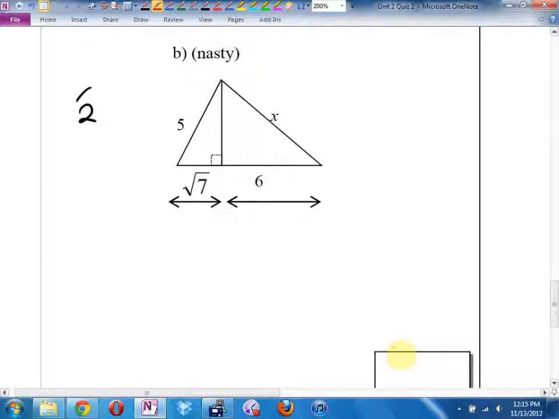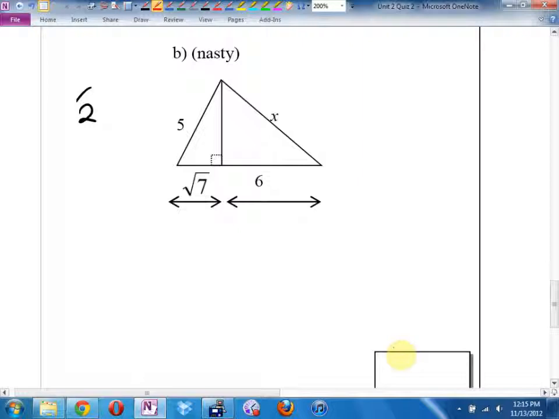Question 2. Nasty. I really debated this one. I almost made it worth 1 mark just so it didn't penalize you, but it's a long question. So let me talk you through it. We're going to do Pythagoras twice. What are they asking us to find, Jake? What letter? X. Piece of cake.